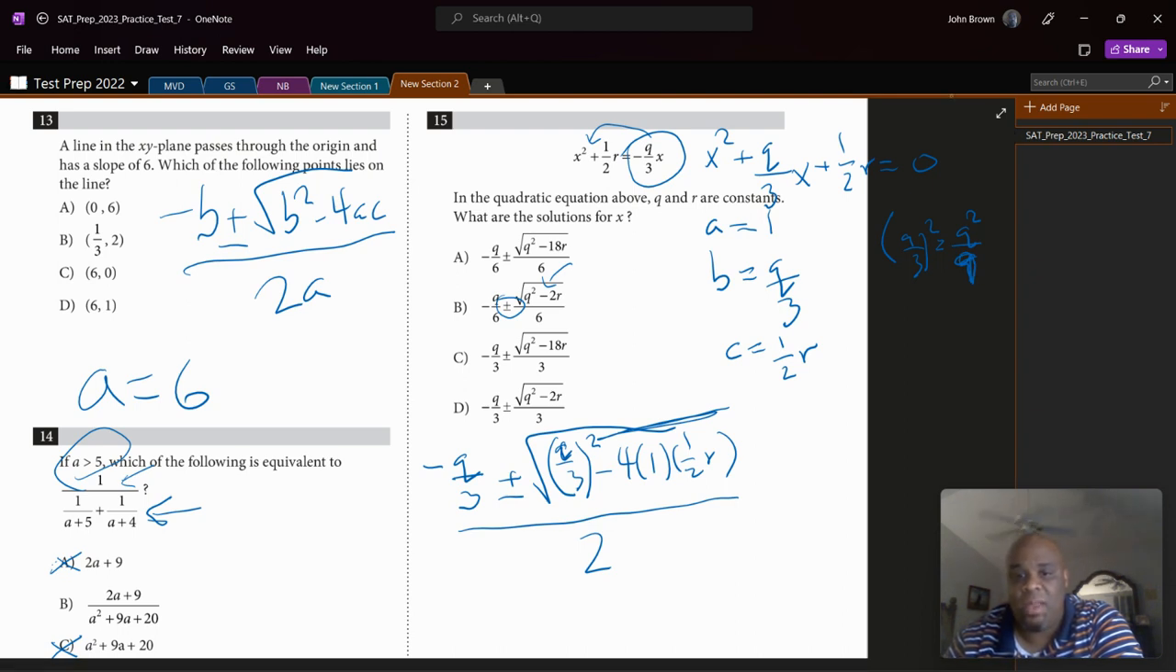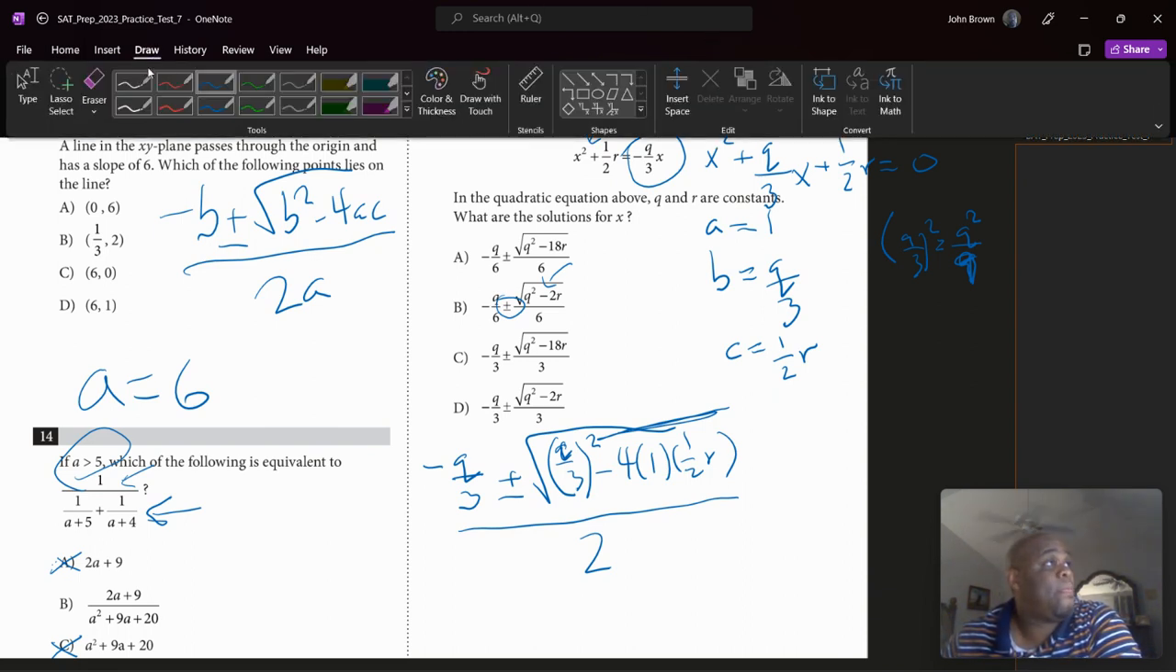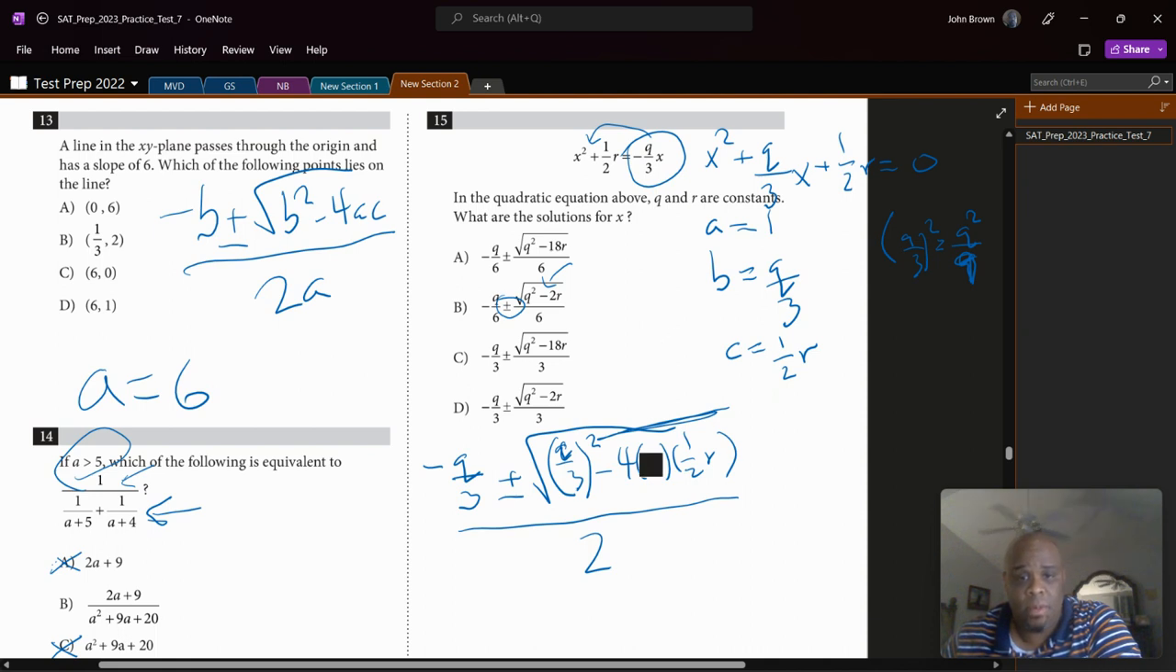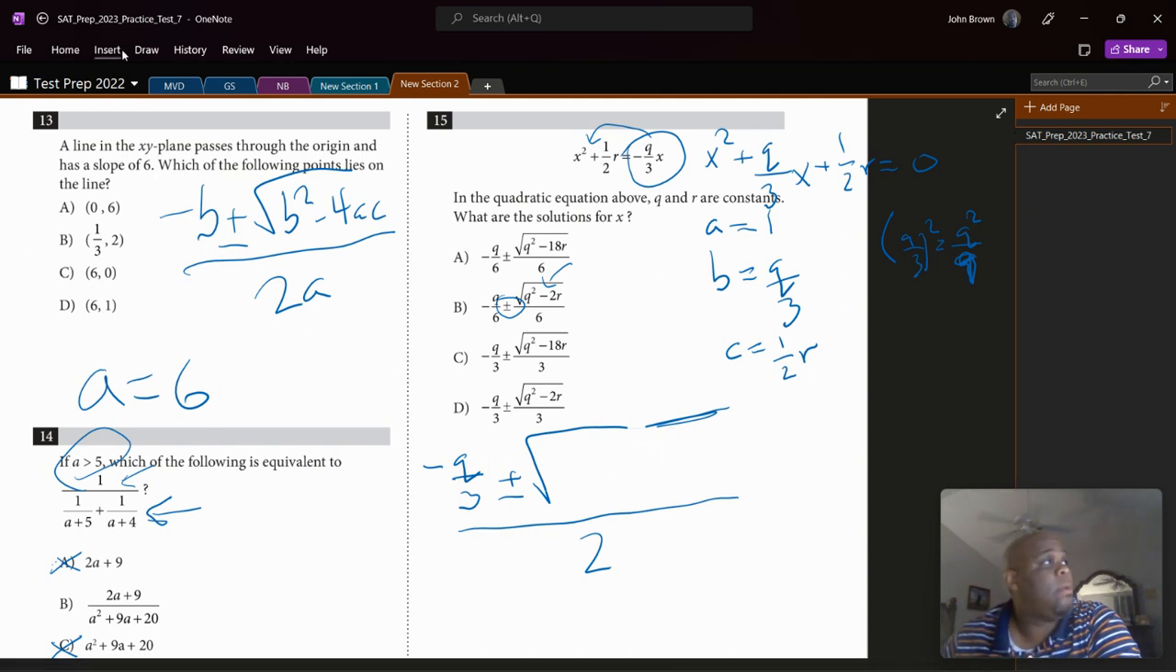And then I'm going to change all of this in. I'm just going to erase real quick. All right, so that's going to give me, okay, love the big eraser. So that's going to give me Q squared over 9, not over Q, over 9. That is so confusing. Minus 2R.